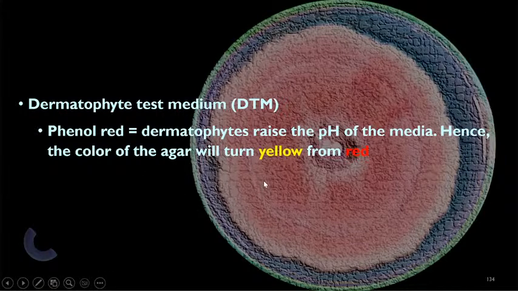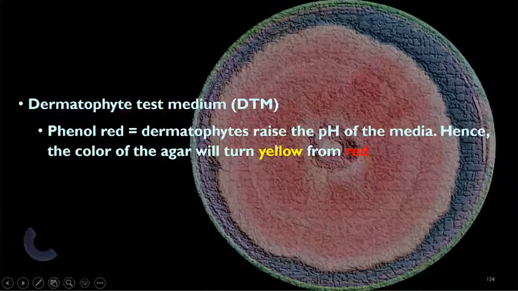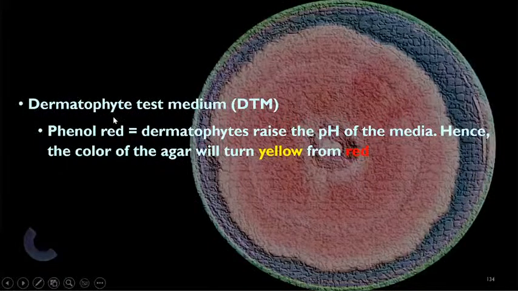So, it's already acidic. As I mentioned before, fungi love acidic environments. Therefore, the initial pH of the medium is acidic, hence the color yellow. Once the dermatophyte produces its metabolites, it will turn the environment or the agar red because its metabolites are alkaline in nature, right?